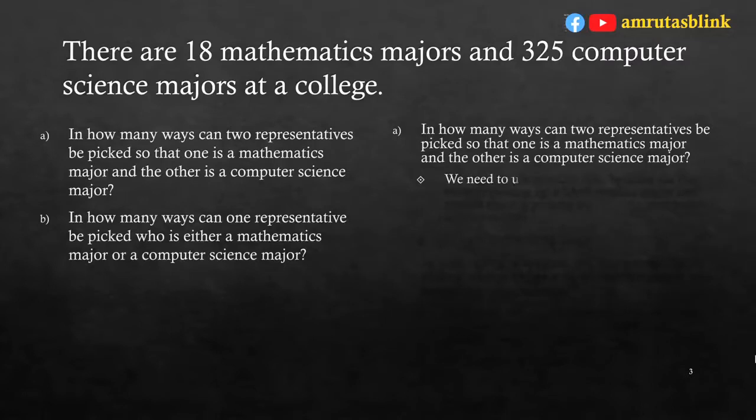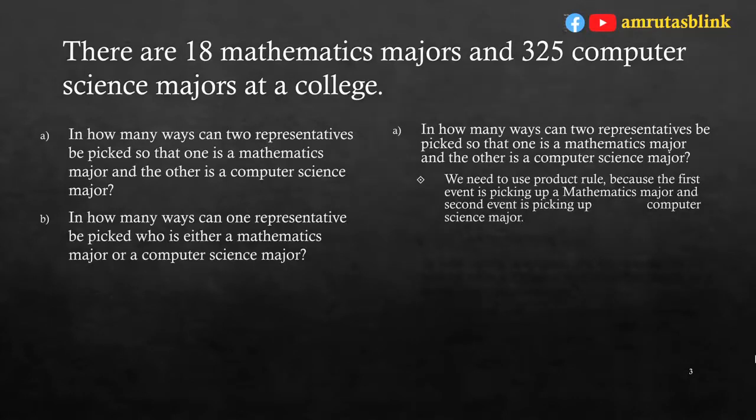Now, initially, in how many ways can two representatives be picked so that one is a mathematics major? The number of ways to choose a person who has mathematics as major is 18. Similarly, the number of ways to choose a representative who has computer science as major is 325. Now we need to choose two such representatives, one from mathematics and another from computer science. Hence, the total number of ways will be 18 into 325, that is 5850 ways.